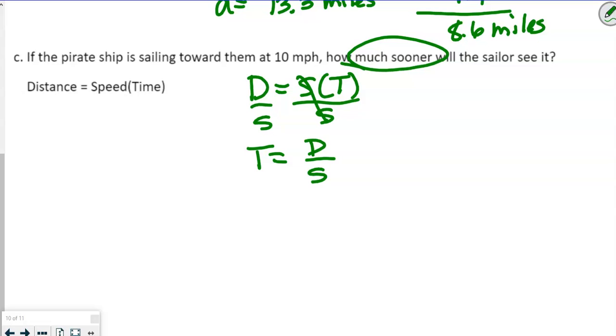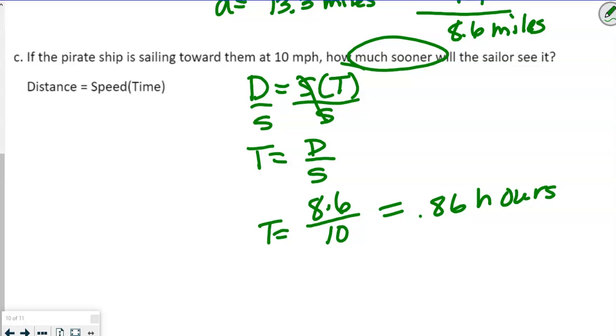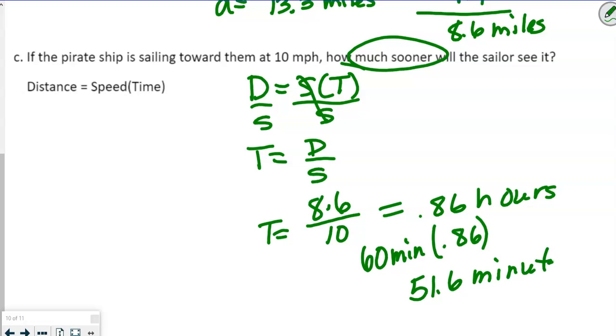So here we go. So our time, the distance was 8.6. The speed was 10 miles per hour, right? So we're going to divide that by that, right? 8.6 by 10. So that's going to give us 0.86, and that's hours. Well, I don't know about y'all, but I don't have a clue how much time that is. So to find out how many minutes that is, don't we have to multiply that by 60 minutes? And that's going to tell us how many minutes it was. So it's 51.6 minutes. Now we know how long. Okay?